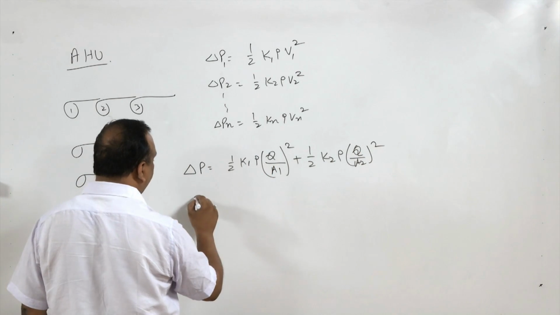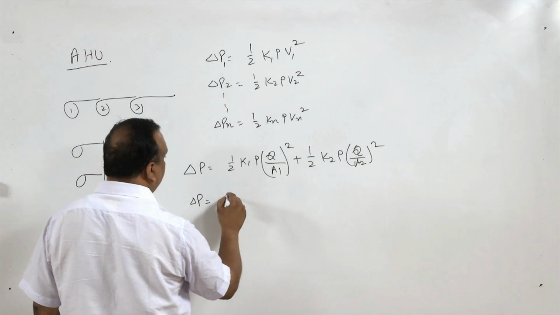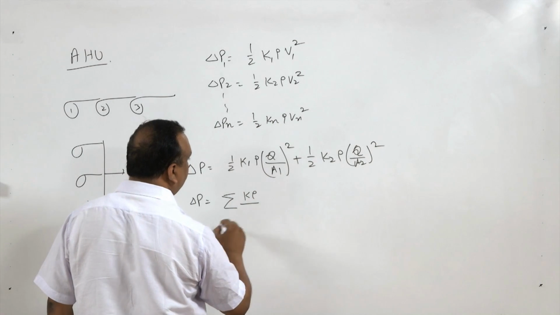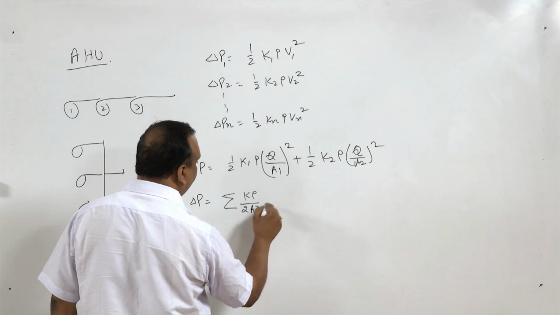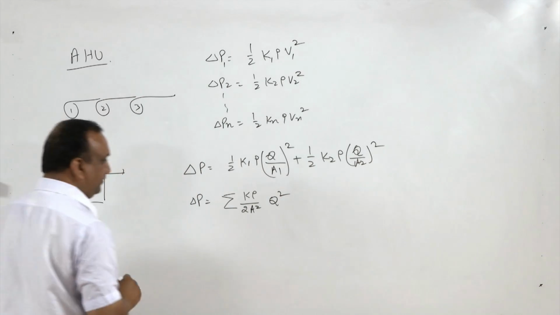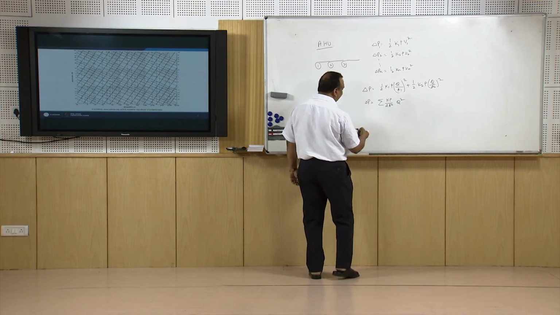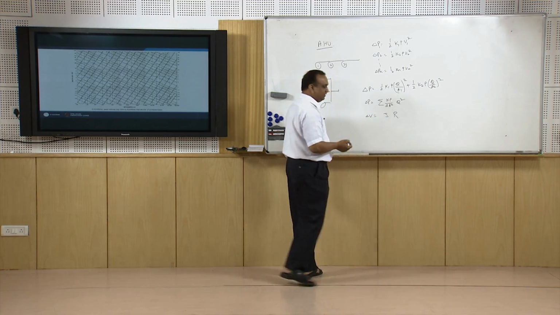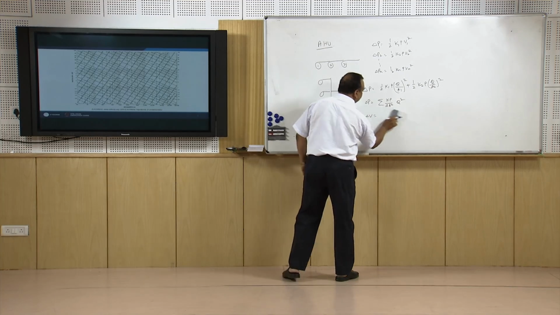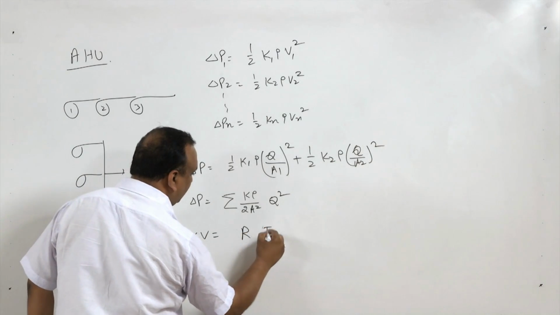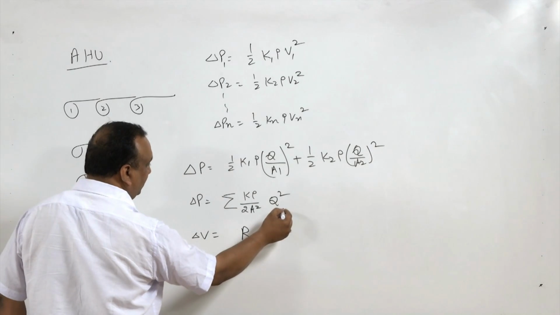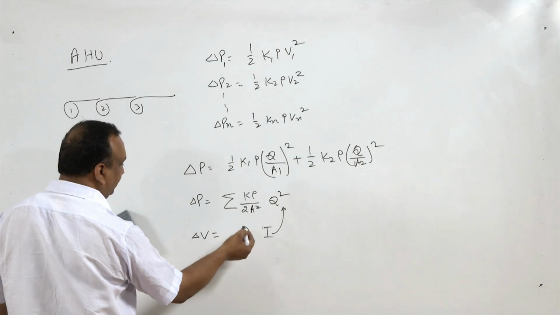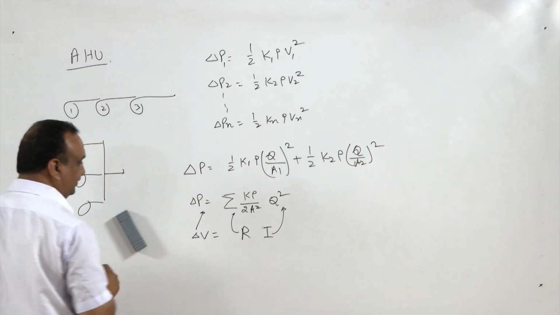And then delta P can be written as sigma K rho by 2 A square into Q square. You can find this analogous to delta V is equal to I R. Sorry, it is reversed: R into I. Now this I is analogous to Q square, this is resistance, and this is potential difference.